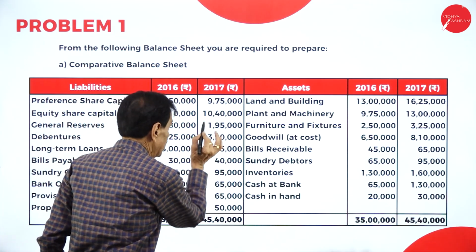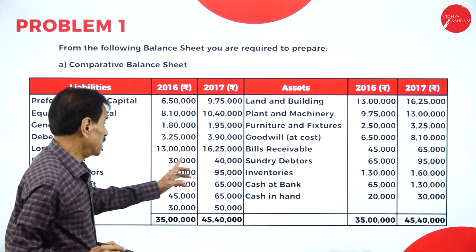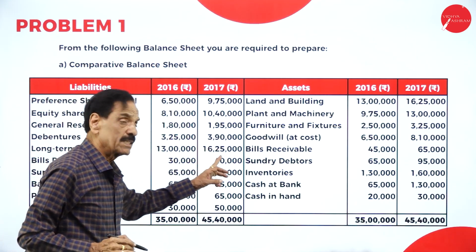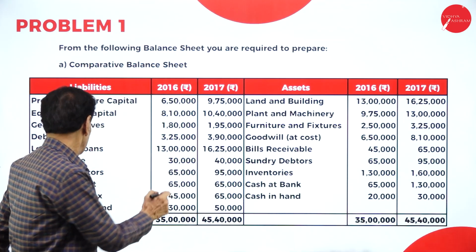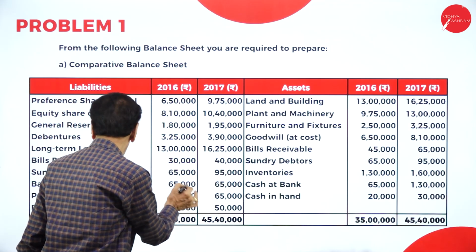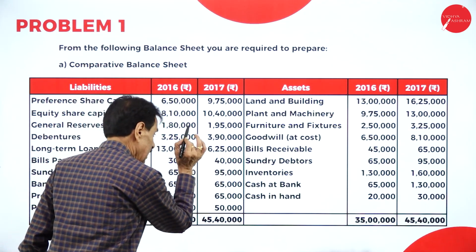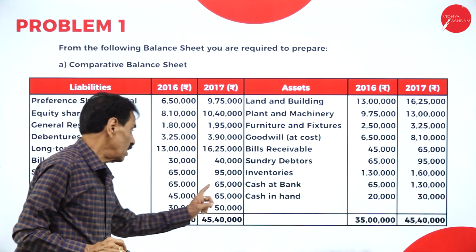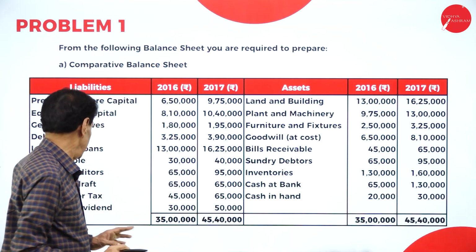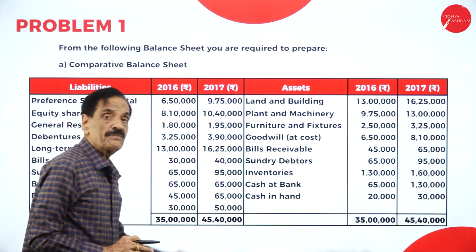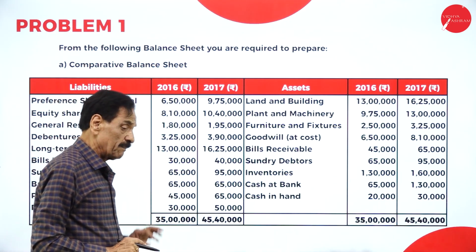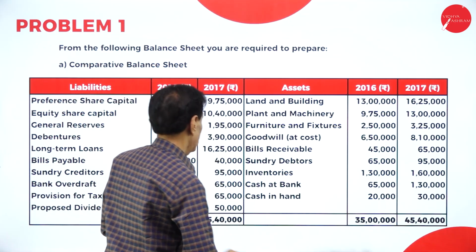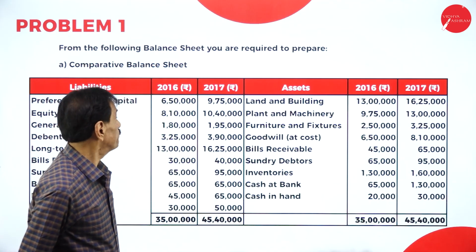Debenture 3 lakh 25,000 to 3 lakh 90,000. Long-term loan 13 lakh to 16 lakh 25,000. The purchasing power by debt has increased. Bills payable 30,000 to 40,000. Creditors 65,000 to 95,000. Bank loan only 60,000, it has been retained. Provision for taxation 45,000 to 65,000, and 30,000 to 50,000, totaling 35 lakh 45,000. Now that should be shown in a table.